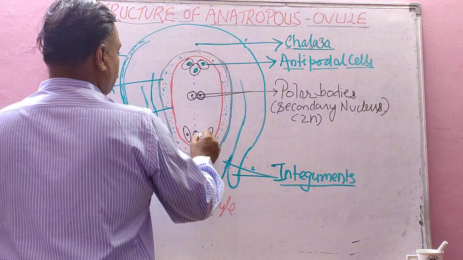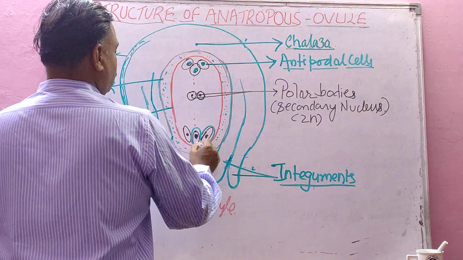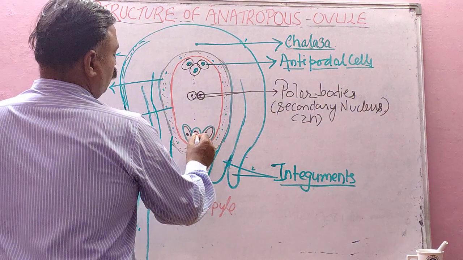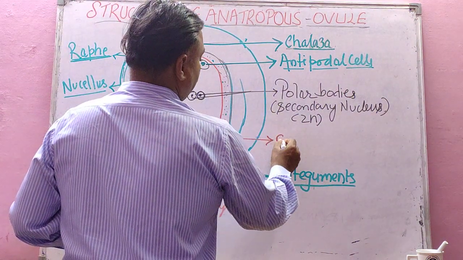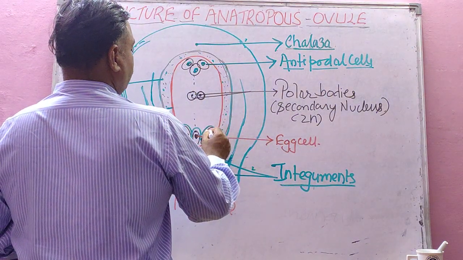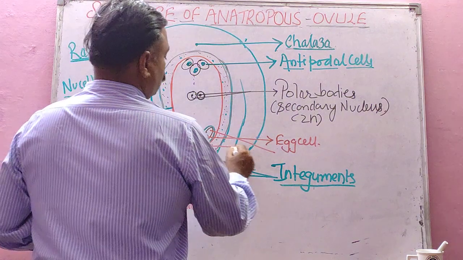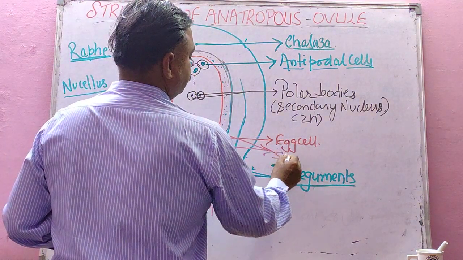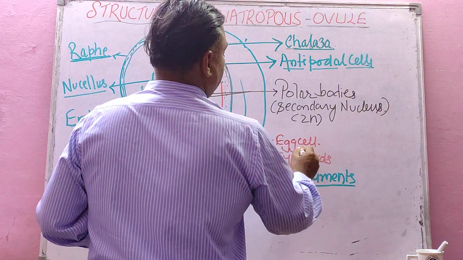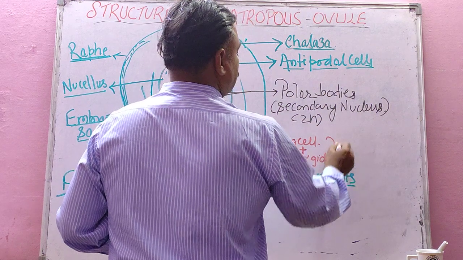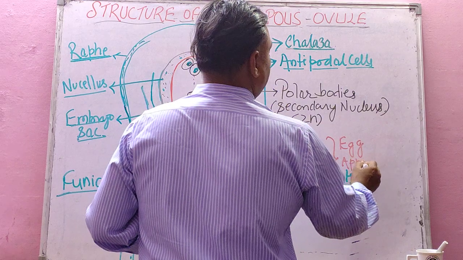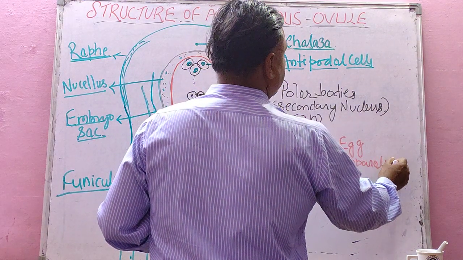And the same on the other pole, in the center you have the egg cell or ovum, and it is surrounded by two synergids. And the total structure is called egg apparatus.